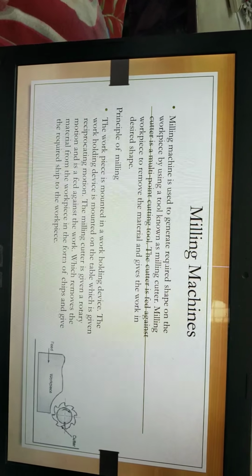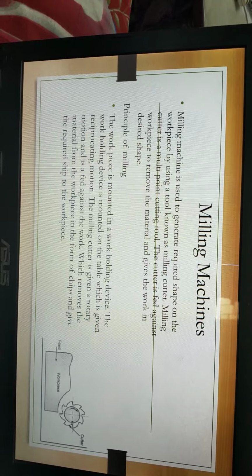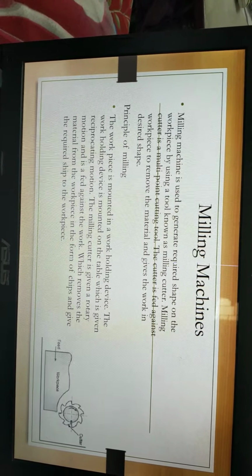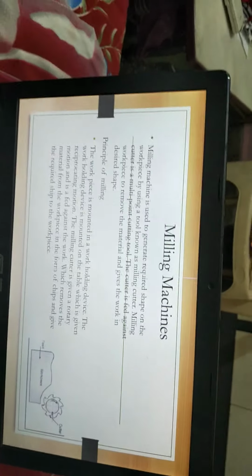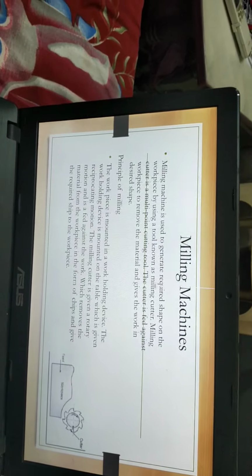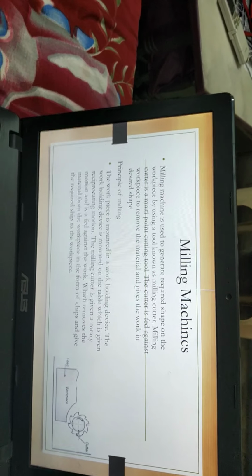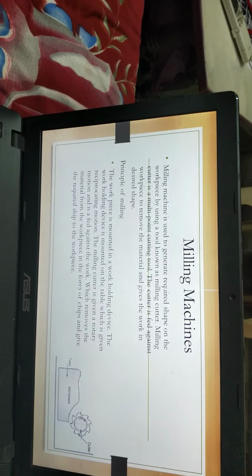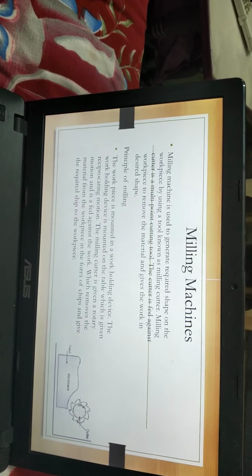Up till now, we have seen different types of machine tools. In that, we have seen lathe machine and drilling machines. For each machine tool, we saw the principle on which it works, its construction, the operations performed on it, as well as its classifications. Today, we are going to see the milling machines.